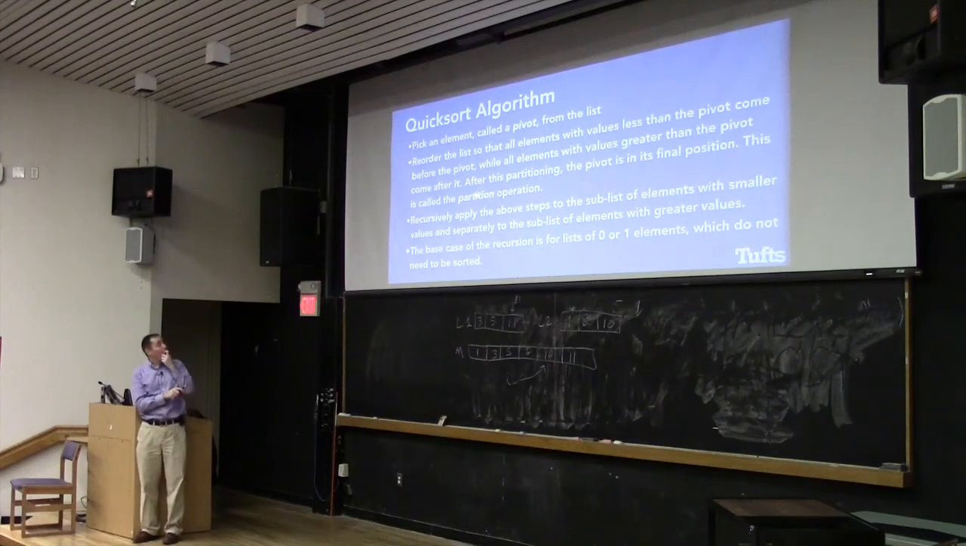That's called the partitioning. And the pivot is now actually where it's going to be, as it turns out. Because why wouldn't it be? Everything else is smaller and everything else is greater. It's going to be exactly where it needs to be.